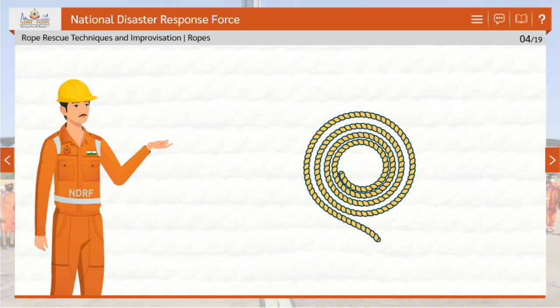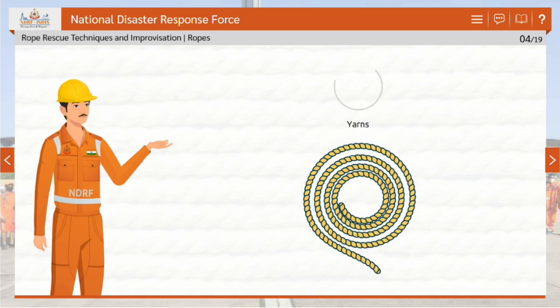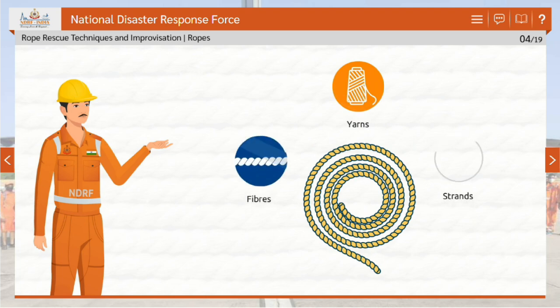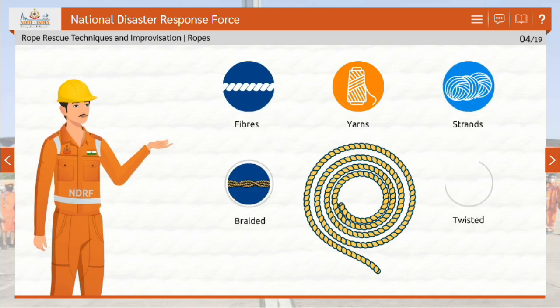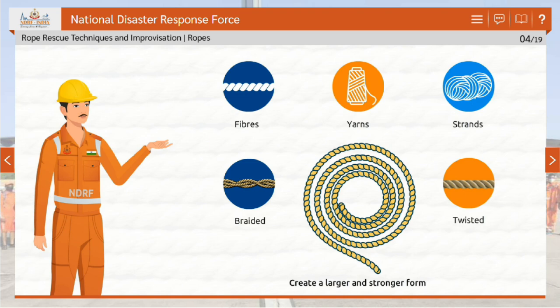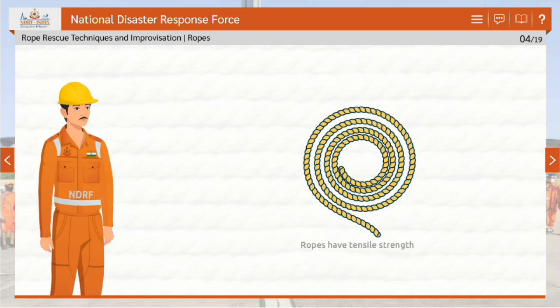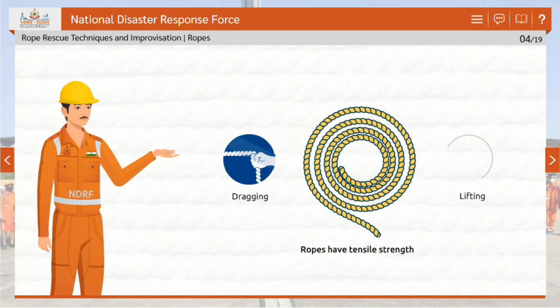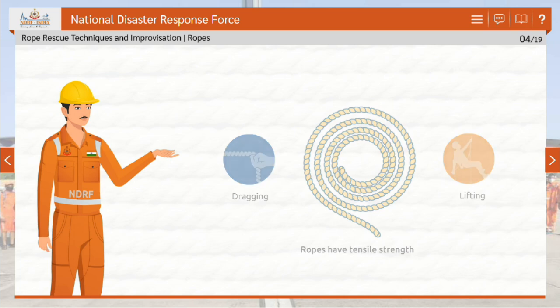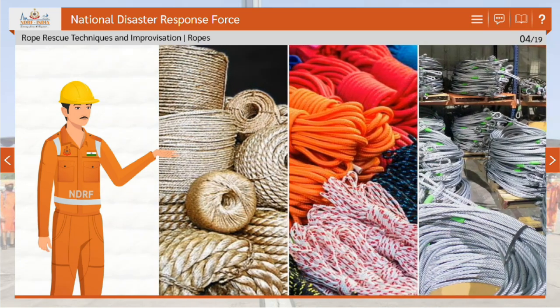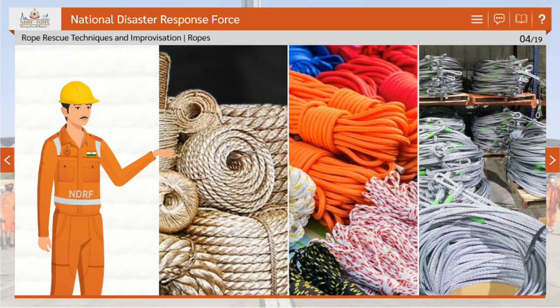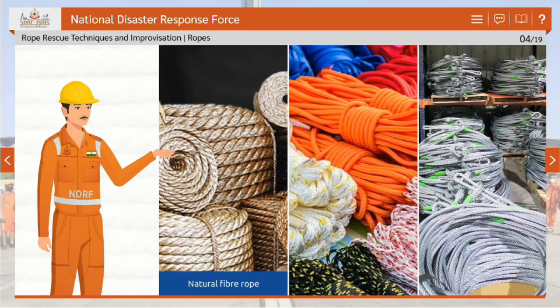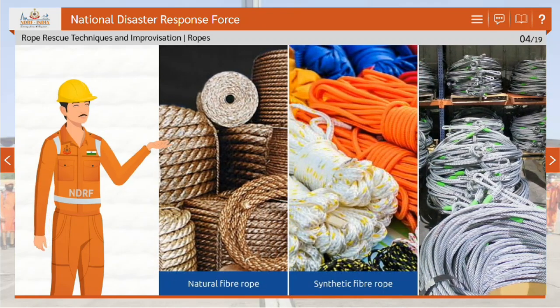Let's begin with understanding what a rope is made up of. A rope is made up of several yarns, fibers, or strands that have been braided or twisted together to create a larger and stronger form. Ropes have tensile strength. Therefore, they can be used for multipurpose tasks like dragging, lifting, and so on. Now, let's learn about the different types of ropes. The three types of ropes are natural fiber rope, synthetic fiber rope, and wire rope.